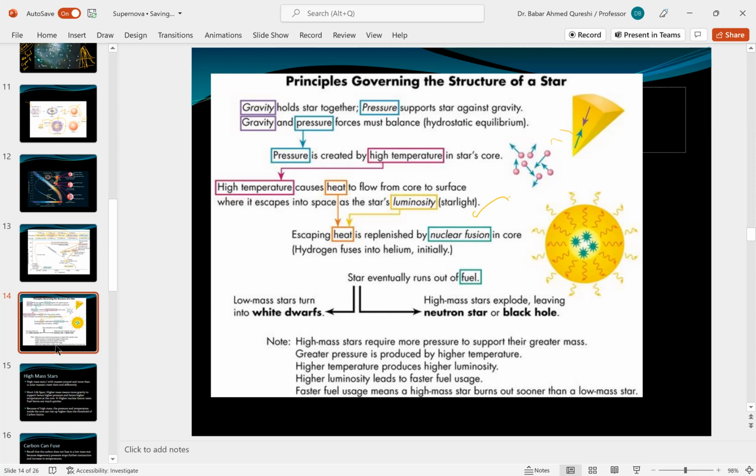And this nuclear fusion is provided by hydrogen burning. But the star is finally going to run out of fuel in the core. If it's a low mass star, it's going to become a white dwarf. But if it's a high mass star, something else will happen, which I'm going to discuss in a short while.